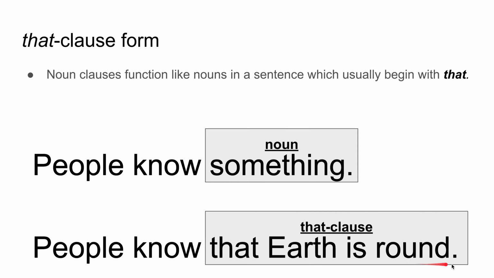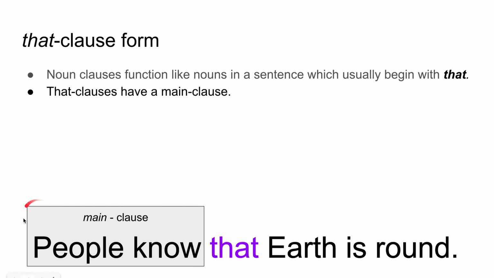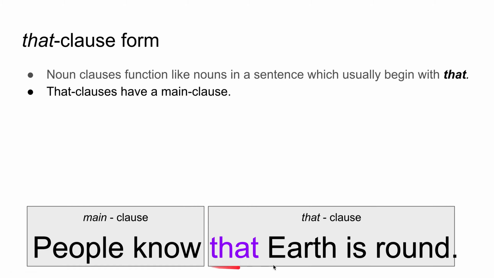Now, this is a that clause right here. It has a noun, Earth, and a verb, the predicate is round. Basically, if I replace something with that Earth is round, you can see how inside the sentence, this that clause functions like a noun. The next thing I want to discuss is that clauses have a main clause. So here's my main clause, people know. And here's the that clause, the noun clause, that Earth is round.